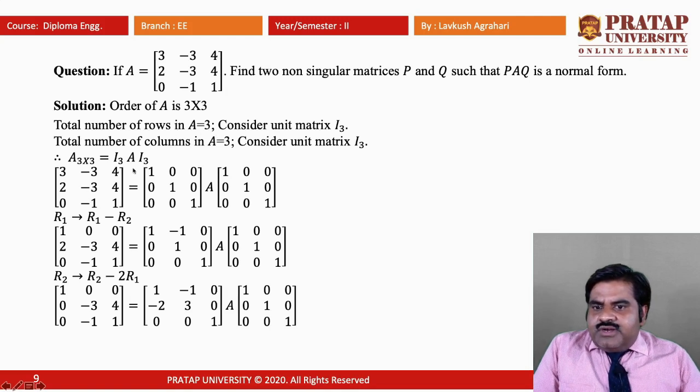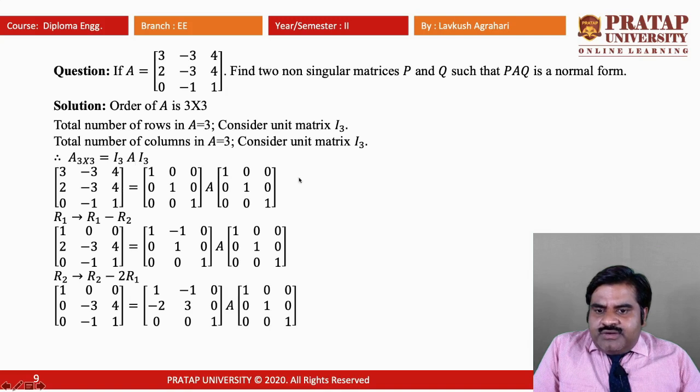Hence in this method we have to consider the unit matrix I3 because the number of rows in matrix A is 3, and we have to consider another matrix I3 because the number of columns is also 3. If, let's say, the total number of columns were 4, then we would consider the unit matrix I4. So we can write A equals I3 A I3.